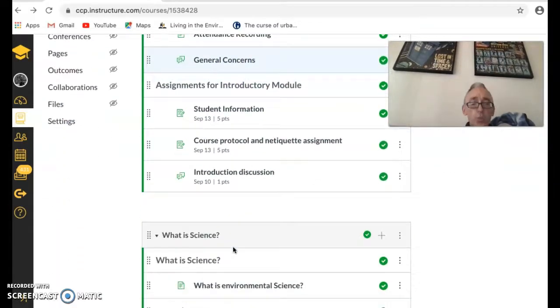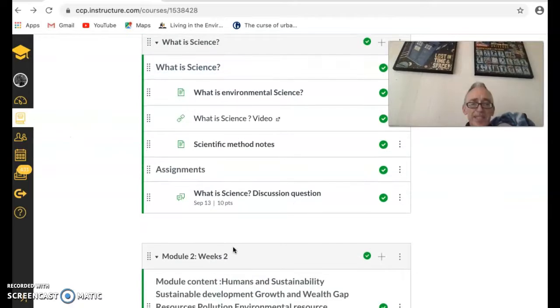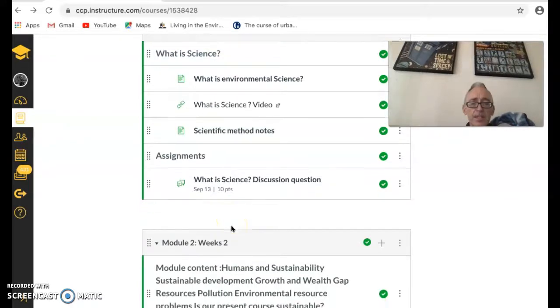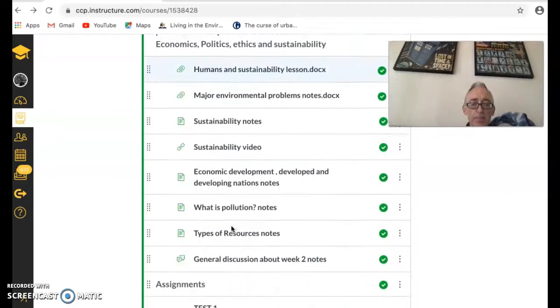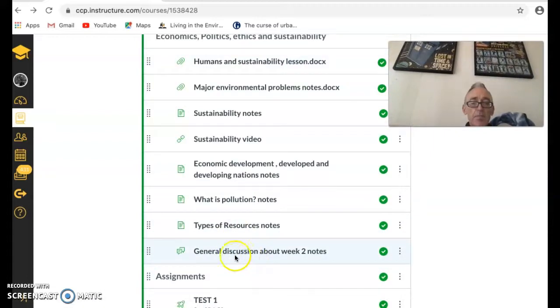In addition to that, there are general concerns relating to any problems you have relating to the course. Each week, if you have any problems relating to certain notes, for example, there are these general discussions about week two's notes. So if you didn't understand something relating to the sustainability notes, put a question in. I'll answer it for you.